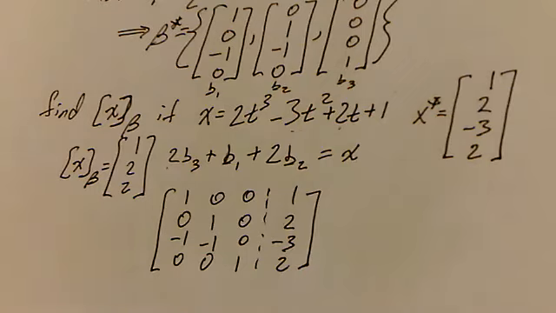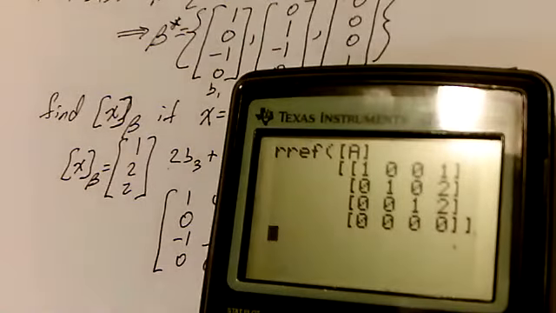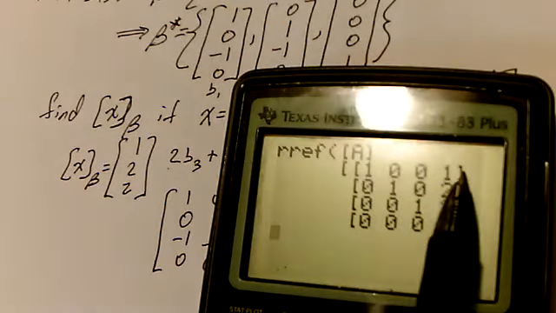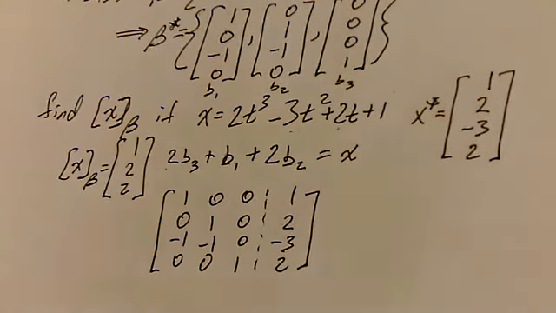So as always, take your calculator, type in your matrix, make sure you get all the numbers in correctly. We're going to row reduce that matrix, and you can see on my calculator here, I got 1s along the diagonal. And there is my coordinate vector: 1, 2, 2.